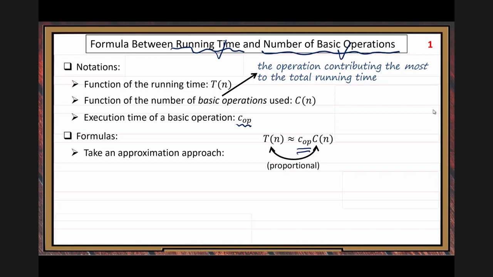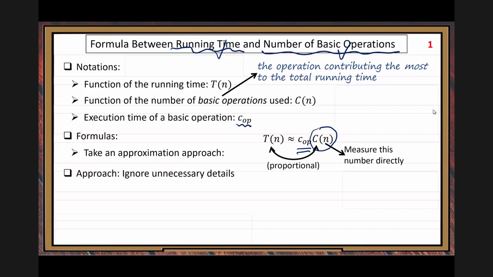So here you can see the relationship between these two functions is proportional. So C, we treat as a stable measure for an algorithm. That T is not a stable measure.